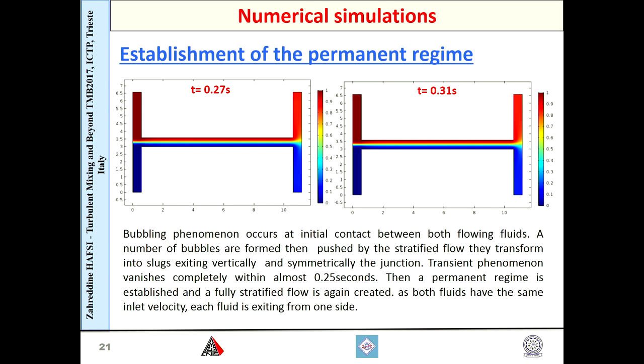And this is the final shape, this one, at 0.31. Water is going out from the top, kerosene is going out from the bottom, and it is the permanent state for the H junction without surface tension effect. This is just to discuss the bubbling phenomena.